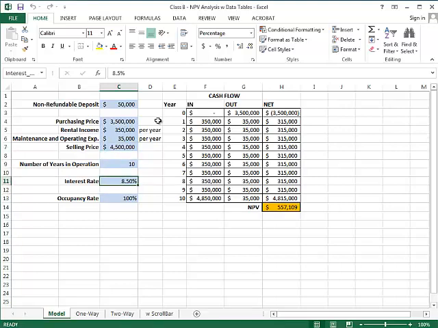In these 10 years, we expected the interest rate to be 8.5%, and also we based our model on the fact that the occupancy rate is going to be 100%. Given these values for these parameters, we found out that the net present value of this particular investment would be around $0.5 million, which is a fairly large positive sum. So this makes us decide that this investment is a viable investment and we should go for it.